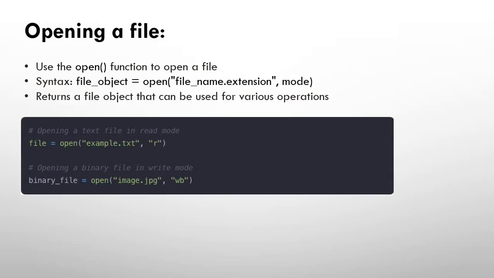So how to open a file in Python? In order to open a file, first we will create a file object and then we will use the open function. Inside the open function, we will write the name of our file along with its extension, and then we will write the mode in which we want to open the file. Here R signifies read mode. For a binary file, we will similarly use the open function, and then we will write the file name along with extension. WB here signifies write mode in binary. So this is how we can open a file in Python.